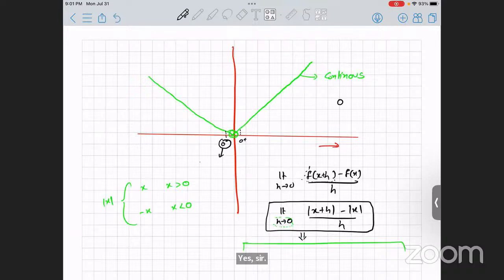Sir, you did not specify a particular point at which you have to find. I specified it: when it is 0. Okay, sir.